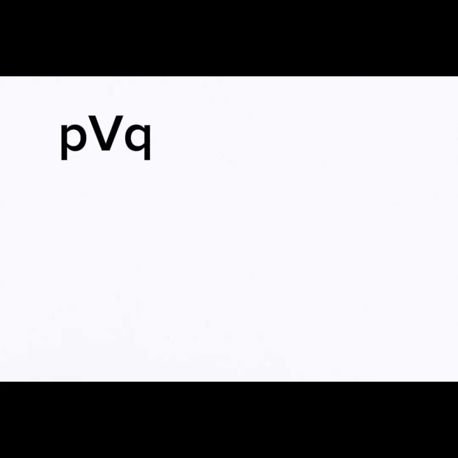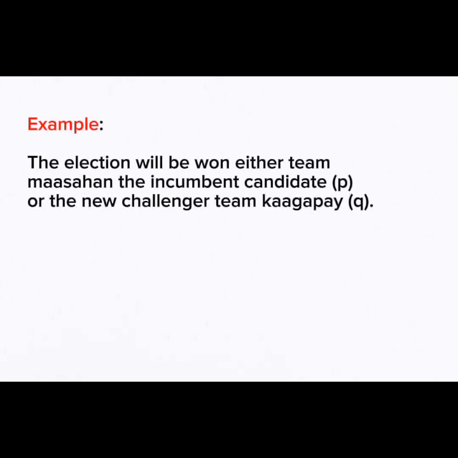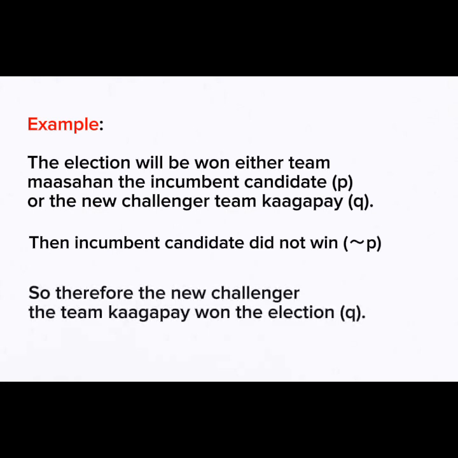Next is disjunctive syllogism, which asserts that at least one of the premises is considered to be true. Let P or Q, not P, be the statements. The election will be won either by Team Maasahan, the incumbent candidate, or the new challenger Team Kaagapay. The incumbent candidate did not win, so therefore the new challenger, Team Kaagapay, won the election. So, if P is true or Q is true, and not P is true, then Q is true.